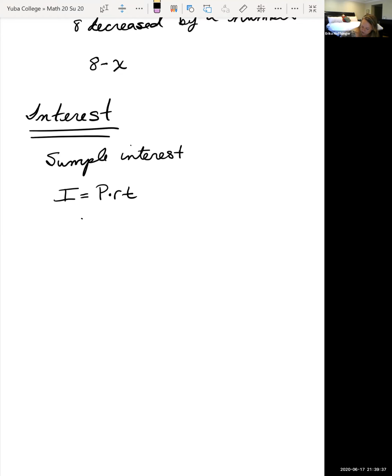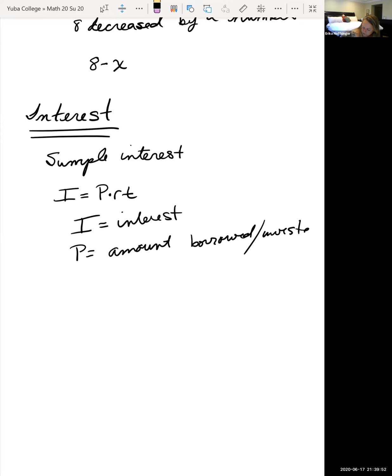So again, I equals interest, P equals the amount borrowed or invested. R is equal to the decimal form of a percent. And T is equal to time.